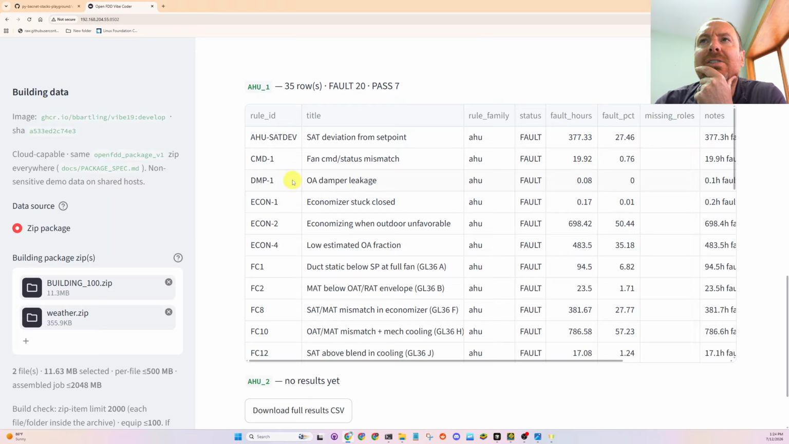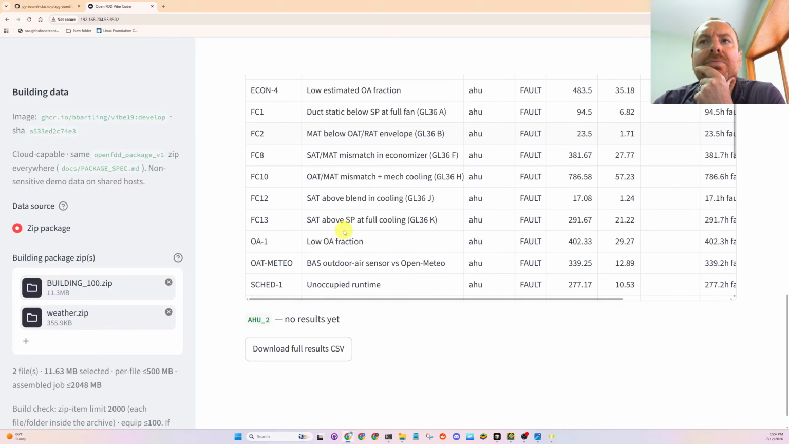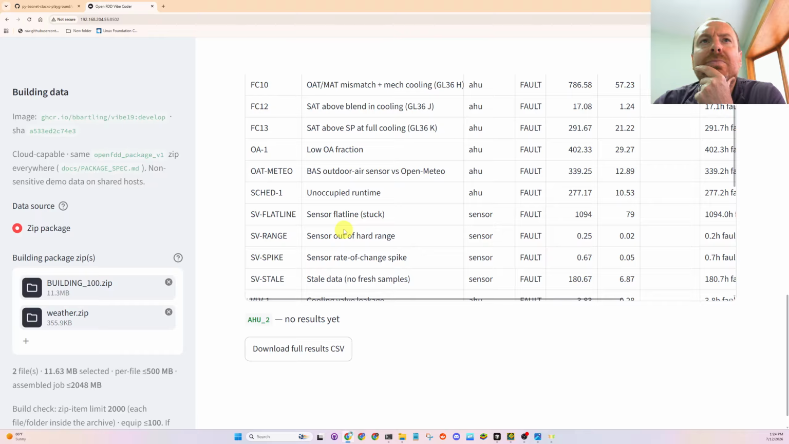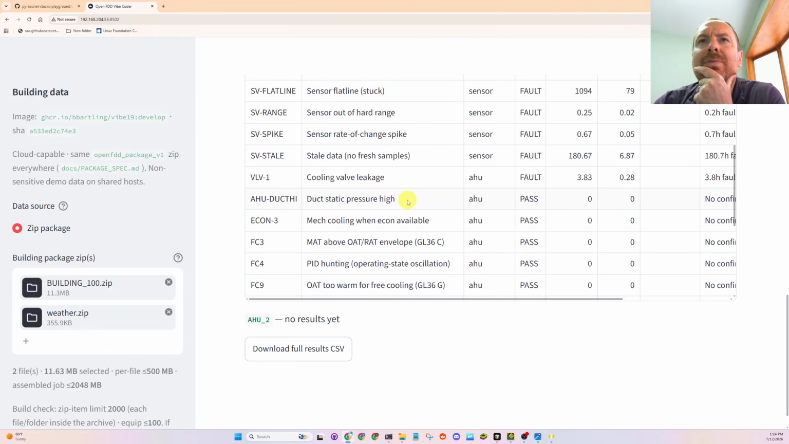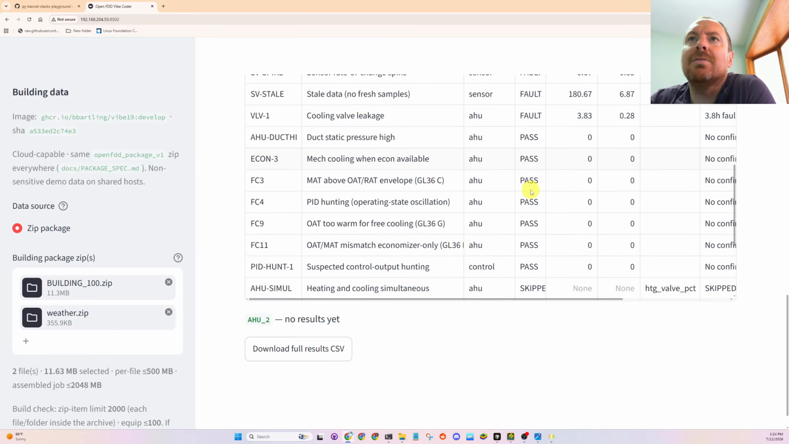Damper, outside air leakage, fan mismatch, duct static below. No, one of the air handling units did not meet duct static pressure very well. Some stale data. What it does pass, it's not high on duct static pressure. Mechanical cooling when econ is available, so PID hunting.